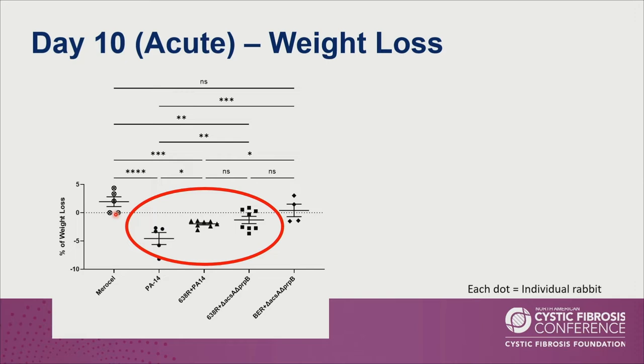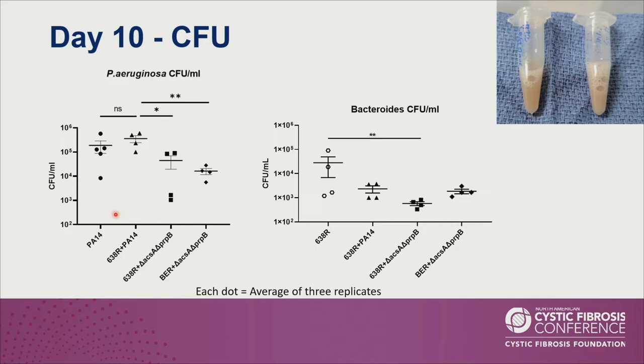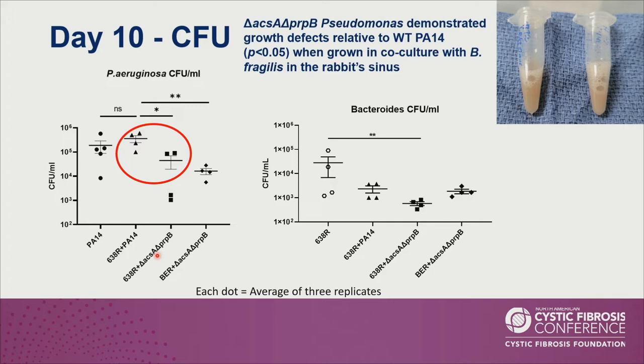There was a significant weight loss when infected with wild type Pseudomonas with B. fragilis compared to the nasal packing by itself. So rabbits are really stressed, but this also tells you how people could suffer when you have acute sinus disease, especially with Pseudomonas. When I look at the CFU count on day 10, there is a significant difference, though not huge, between the wild type PA14 versus the mutant. So the mutant Pseudomonas demonstrated a growth defect relative to the PA14 wild type.